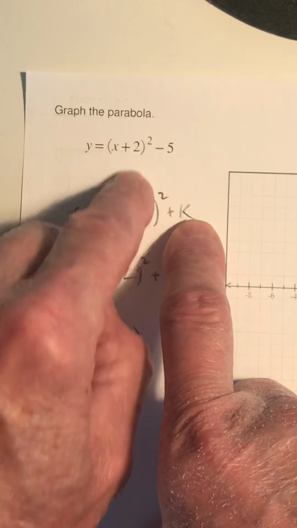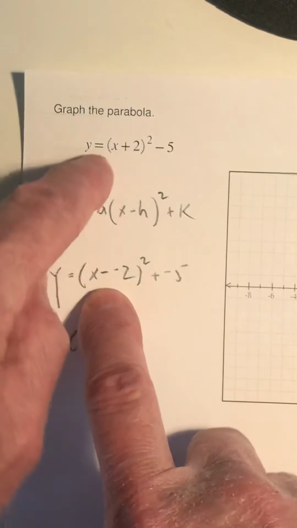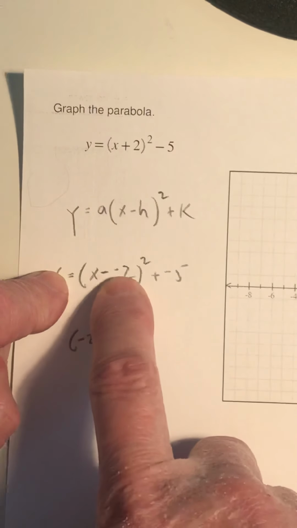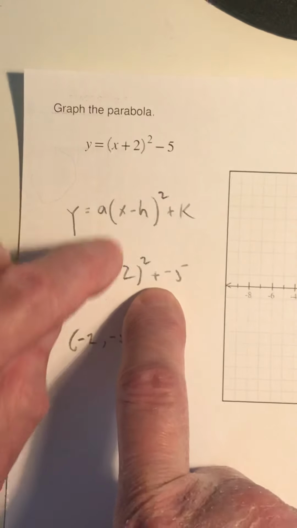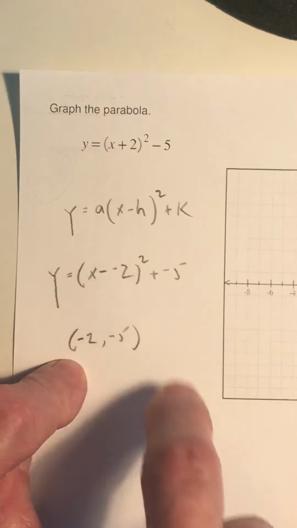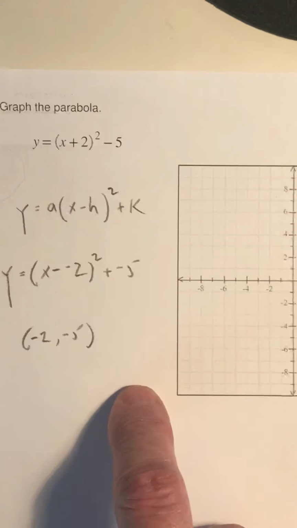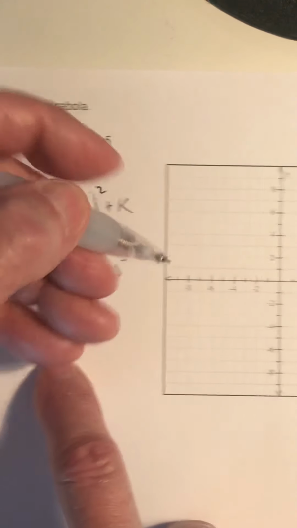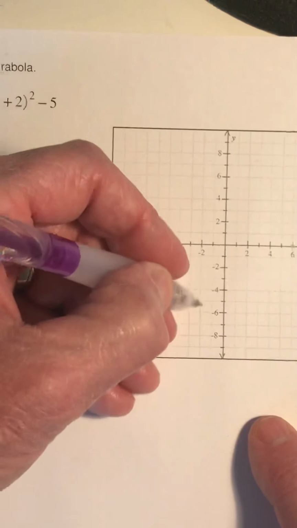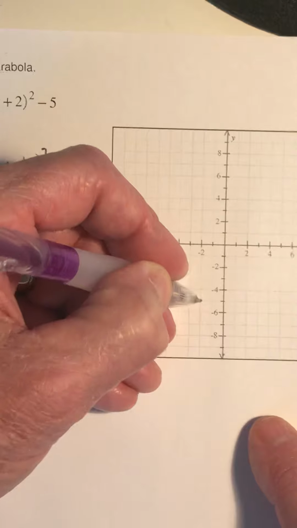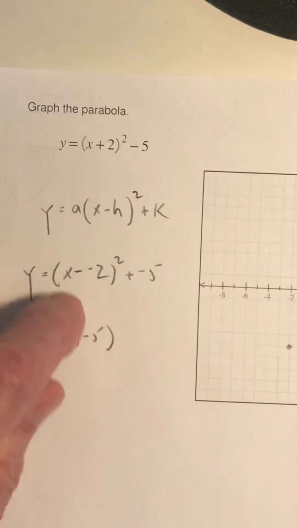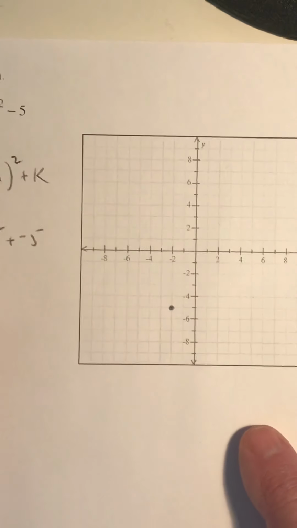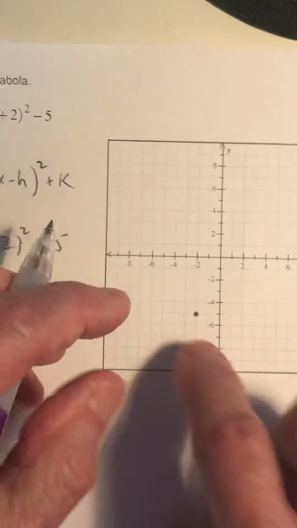So translating this guy, it could be rewritten: take away -2 on the inside, equivalent to +2, and plus -5 on the outside. So the vertex is at -2 for x, -5 for y. Let me draw that in. And then, since it's a 1 for a, you can just do this simple little trick.